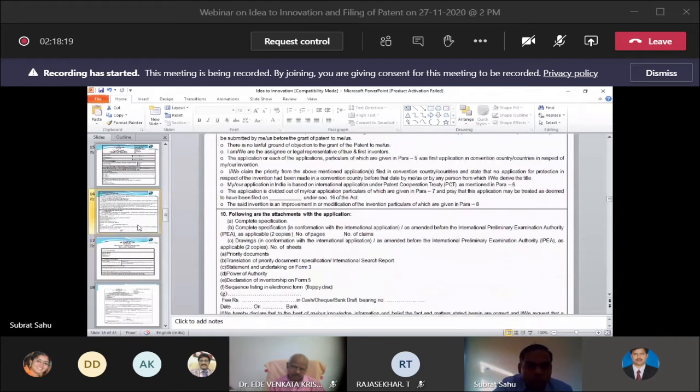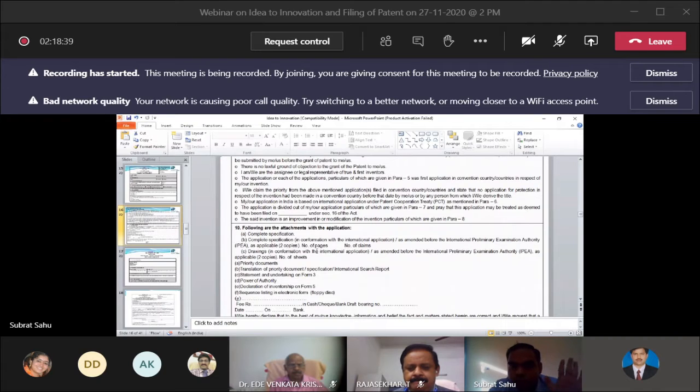Okay. So you have to have form 2, form 5, form 9, and form 18. These are the things, write it down somewhere. Form 1, form 2, form 3, form 5, form 9, and form 18. These things you must keep in hand before filing any patent.